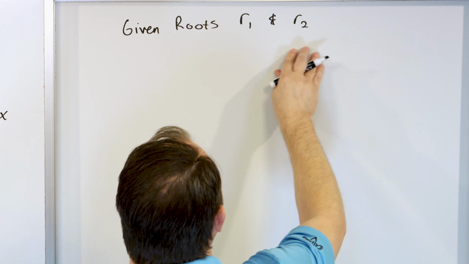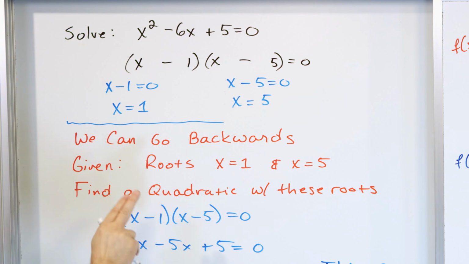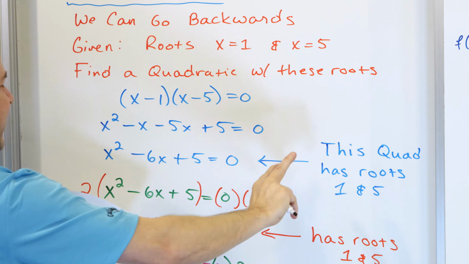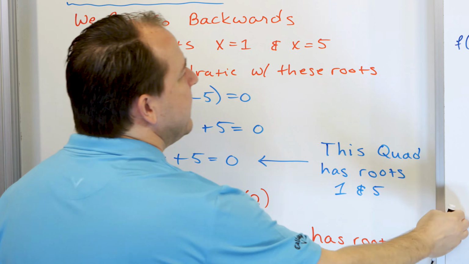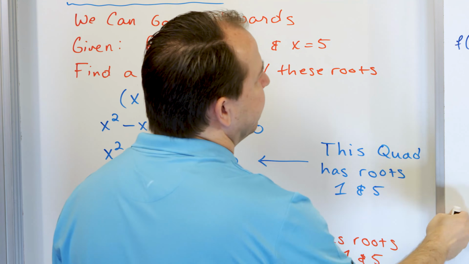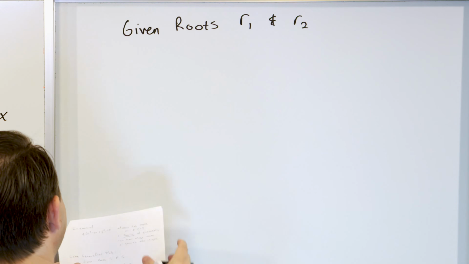If I knew that I had two roots, 1 and 5, how would I find the polynomial? Well, what did I do? I took these two roots, I wrote them in the factored form, and I multiplied it out. That's how I got this equation. And then once I got this equation, I knew that I could multiply by these whole numbers to generate the family of equations. So I'm going to do exactly the same thing here.